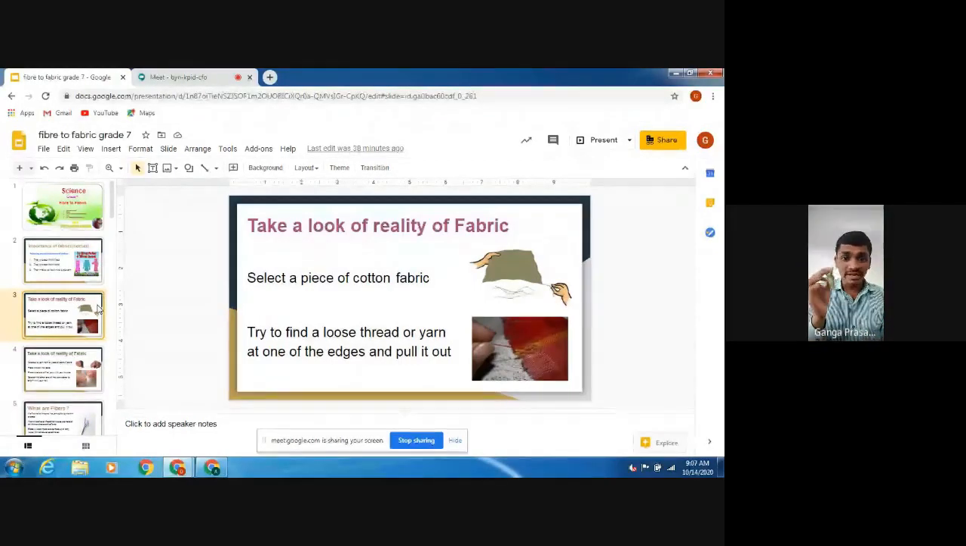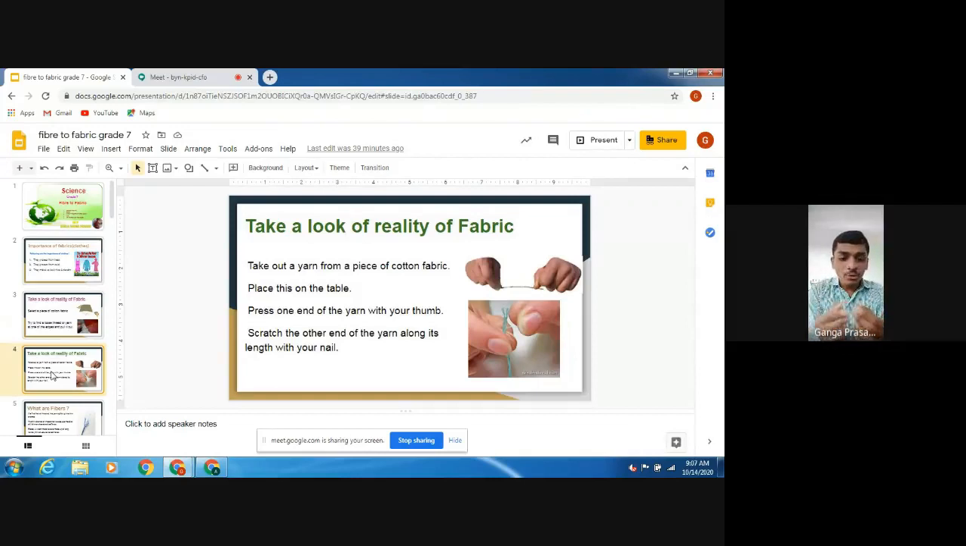If you observe the fabric, it is made by horizontal and vertical yarns. So it is a set of horizontal and vertical threads, right? Let's take a small thread. Let's take a small thread and try to loosen that. See, it is a small thread. Are you able to see or not? Thread is nothing but yarn.